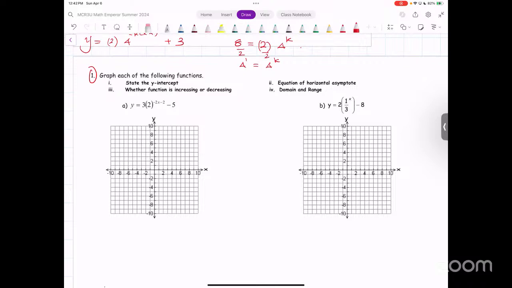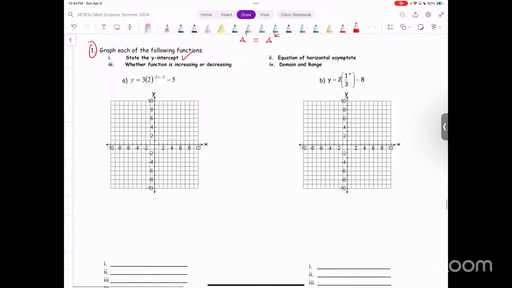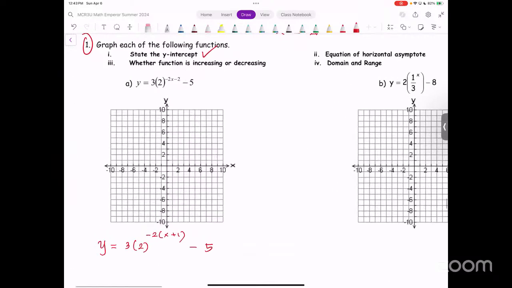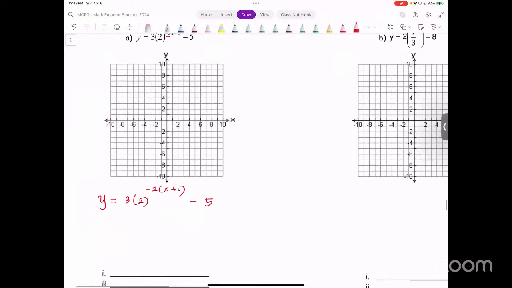So let's start from finding the y-intercept. To find the y-intercept, you substitute x equal to 0. So y is equal to 3 times 2 to the power of minus 2x plus 1, minus 5. We're going to common factor that minus 2 out. Every time, if you see in front of the x value, if you get anything other than 1, we have to common factor. So how do I find a y-intercept?